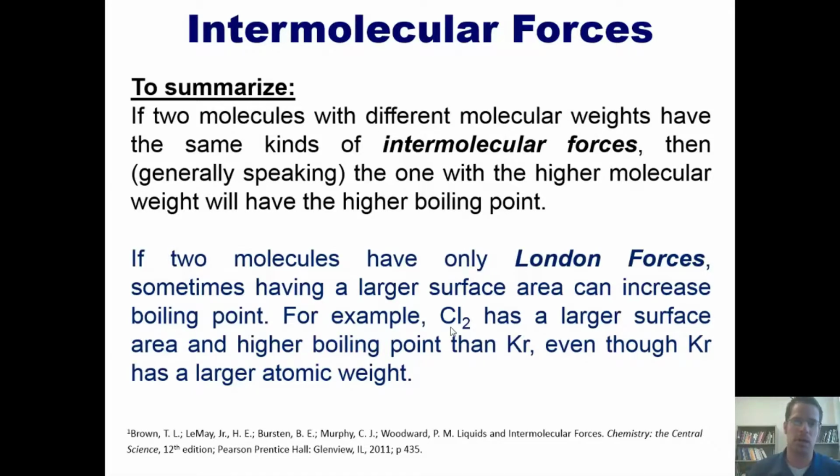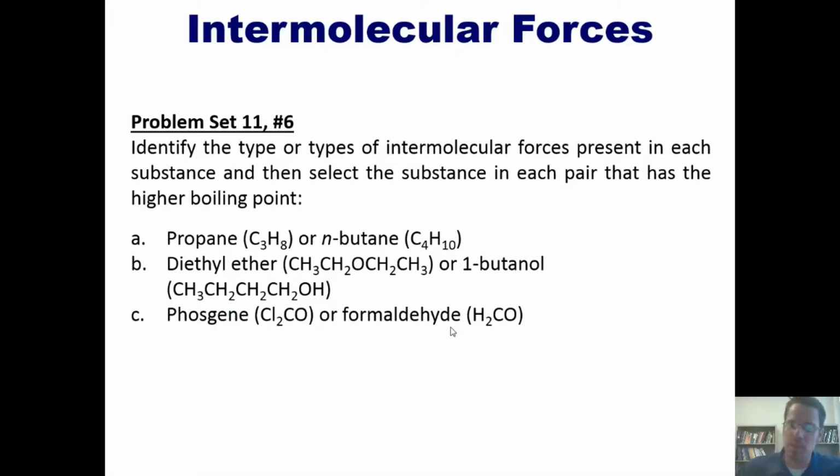That takes us then to some cool problems. Identify the type or types of intermolecular forces present in each substance, and then select the one in each pair that has the higher boiling point. I invite you to try this on your own. If you want, you can click the link here in which I work out some of these for you.